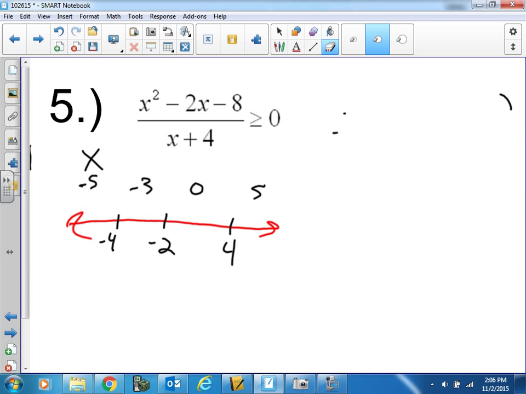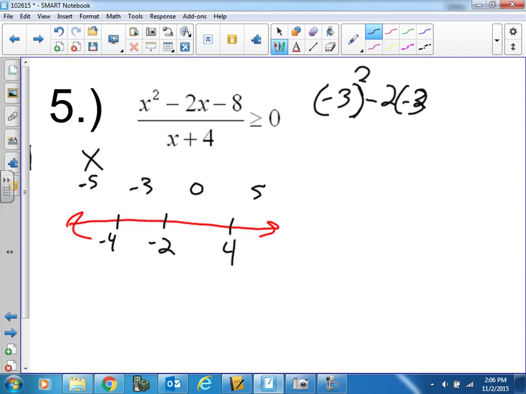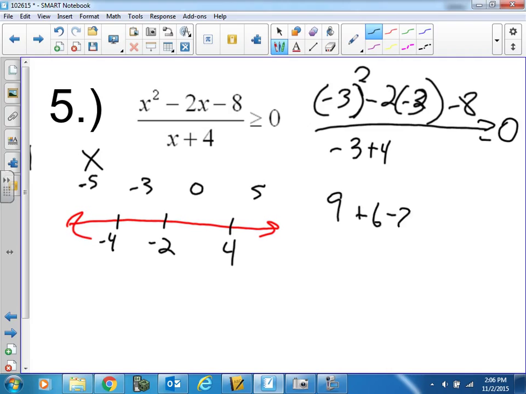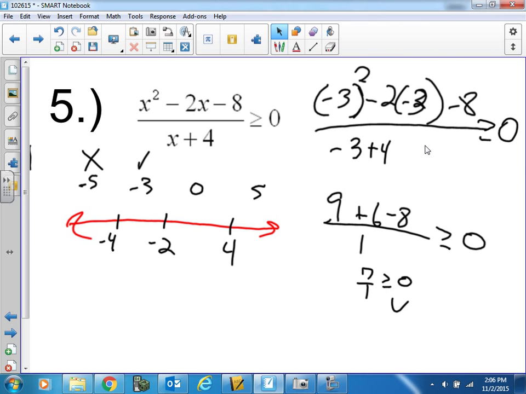Let's now try negative 3. So we have negative 3 squared minus 2 times negative 3 minus 8 all over negative 3 plus 4. Is that greater than or equal to 0? So I'm going to have 9 plus 6 minus 8 all over 1. So that's 9 plus 6, 15. Is that greater than or equal to 0? So that's 7 over 1, greater than or equal to 0. That is a yes. So we can check that off.